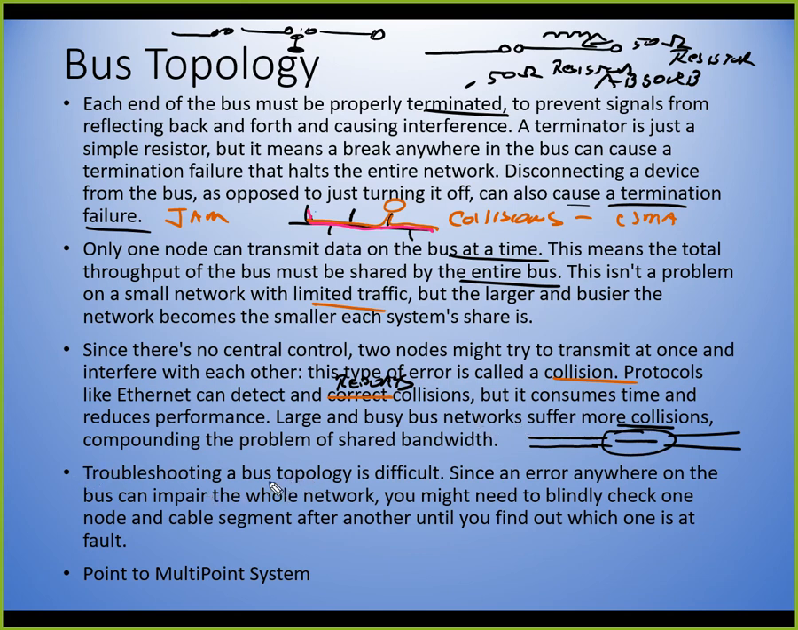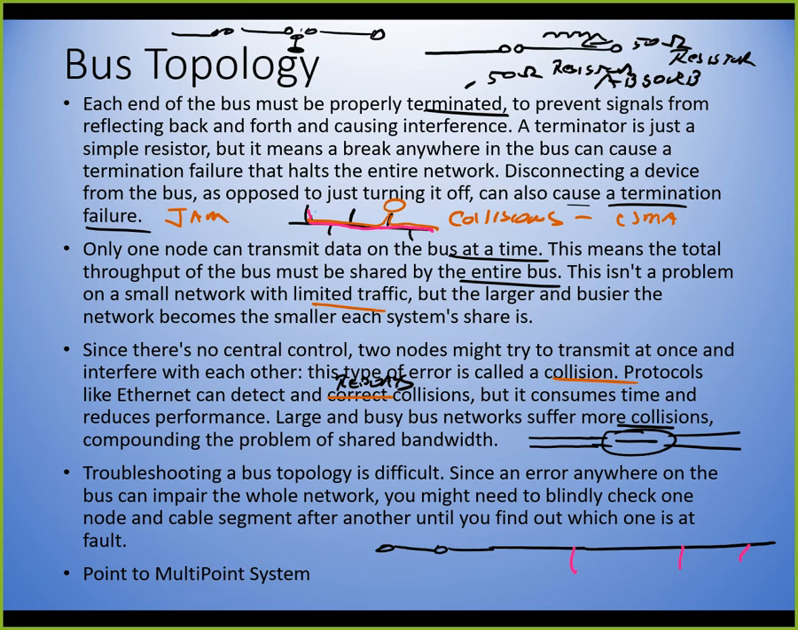Suffers more collisions. Troubleshooting is difficult, since an error anywhere in the bus can impair the whole network. It's not difficult, but it's time consuming, depending on how many nodes you have. And say we have a break in it. We'll just draw this big thing here. What you do, because I've had to do this, is you go to the middle here and take a T connector apart and put a terminator on each end, and whichever end works, that one's good. Then you go to the one that didn't work, go into the middle of it, and do the same thing. Keep dividing it in half until you get to the break.